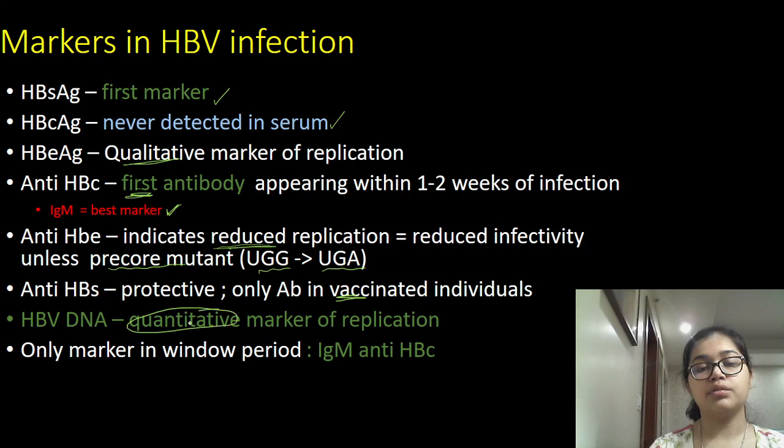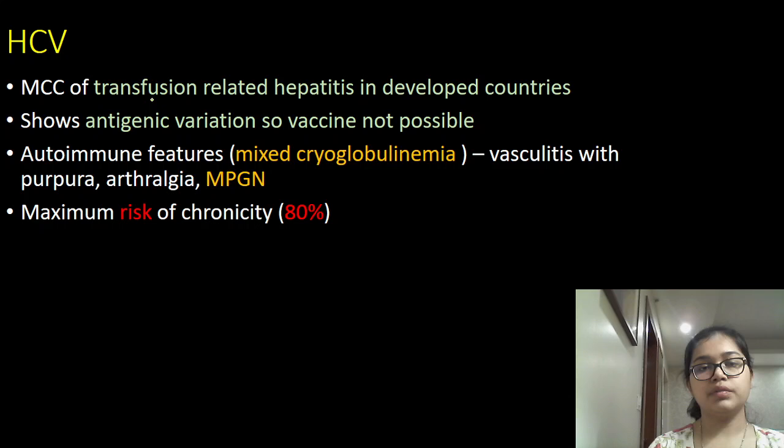HCV, the most common cause of transfusion-related hepatitis in developed countries, is Hep C, not Hep B. The reason we don't have a vaccine against it is antigenic variation. It is associated with autoimmune features leading to cryoglobulinemia, and the renal pathology is MPGN. The maximum risk of chronicity is with Hep C, 80%.